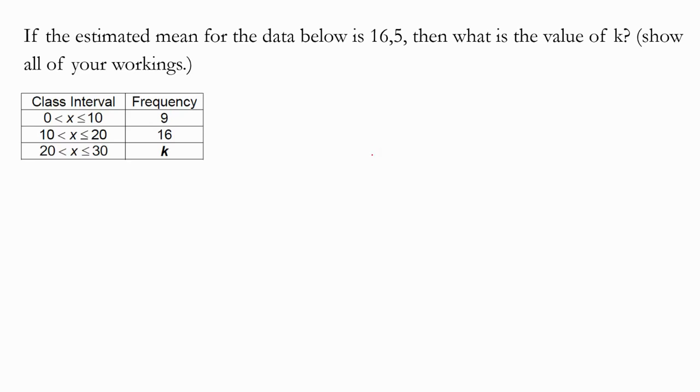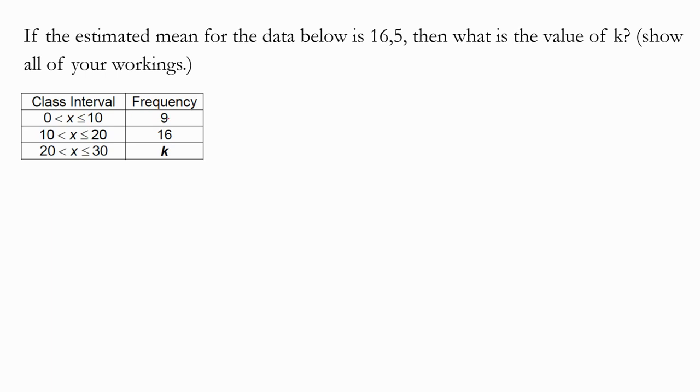All right, welcome back. Let's do question 7c. If the estimated mean for the data below is 16,5, then what is the value of k? Show all the workings. So if you check, this is grouped data. And how do we estimate the mean for grouped data? We use the midpoint of the class intervals and the frequency.